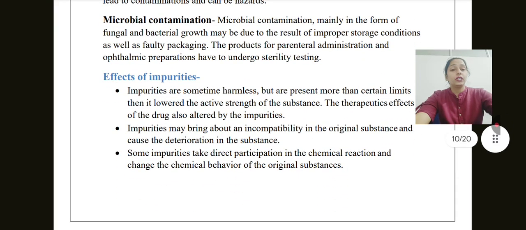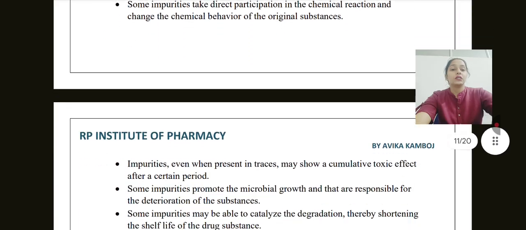Now, if we look at the effects of impurities, what do impurities affect or what do they do? Impurities are sometimes harmless, but if present more than a certain limit, then they lower the active strength of the substance. The therapeutic efficacy of the drug is also altered by the impurities. Impurities may bring about an incompatibility in the original substance, which can cause the deterioration of the substance. Some impurities take direct participation in the chemical reaction and change the chemical behavior of the original substance.